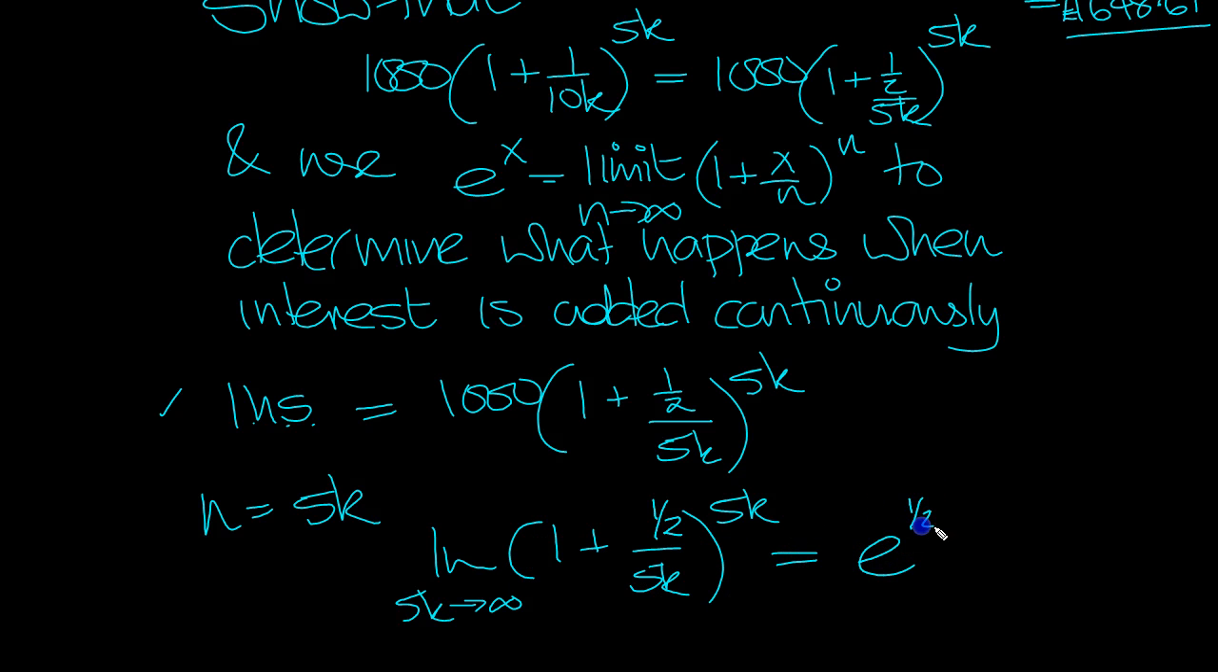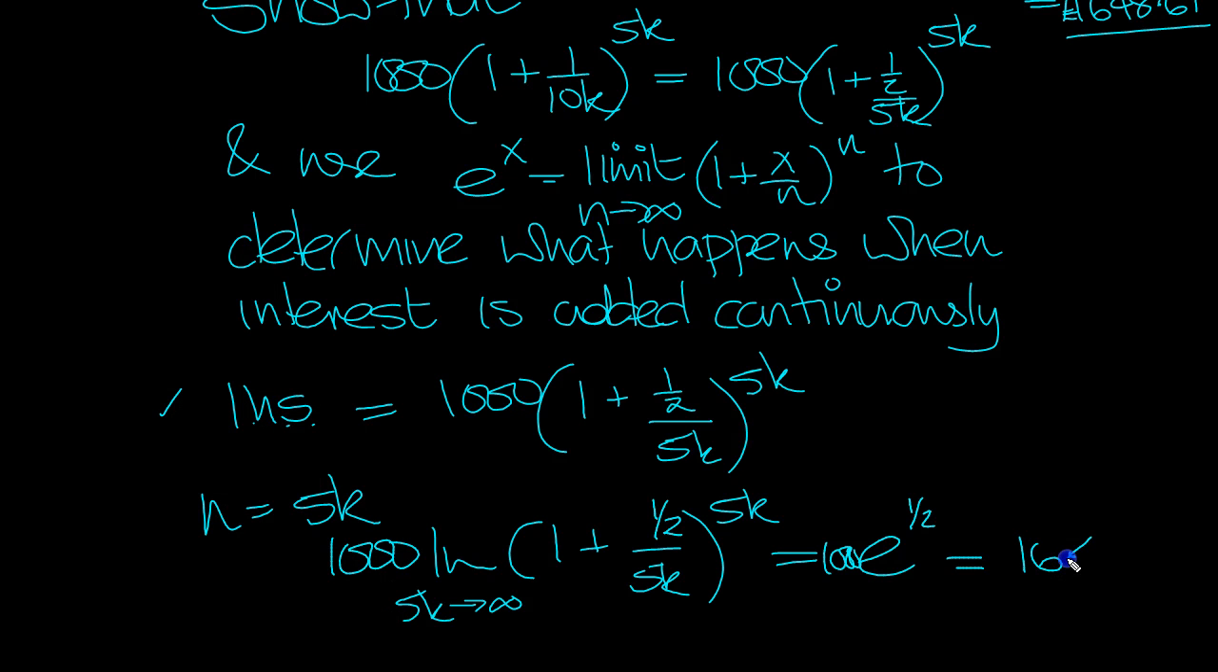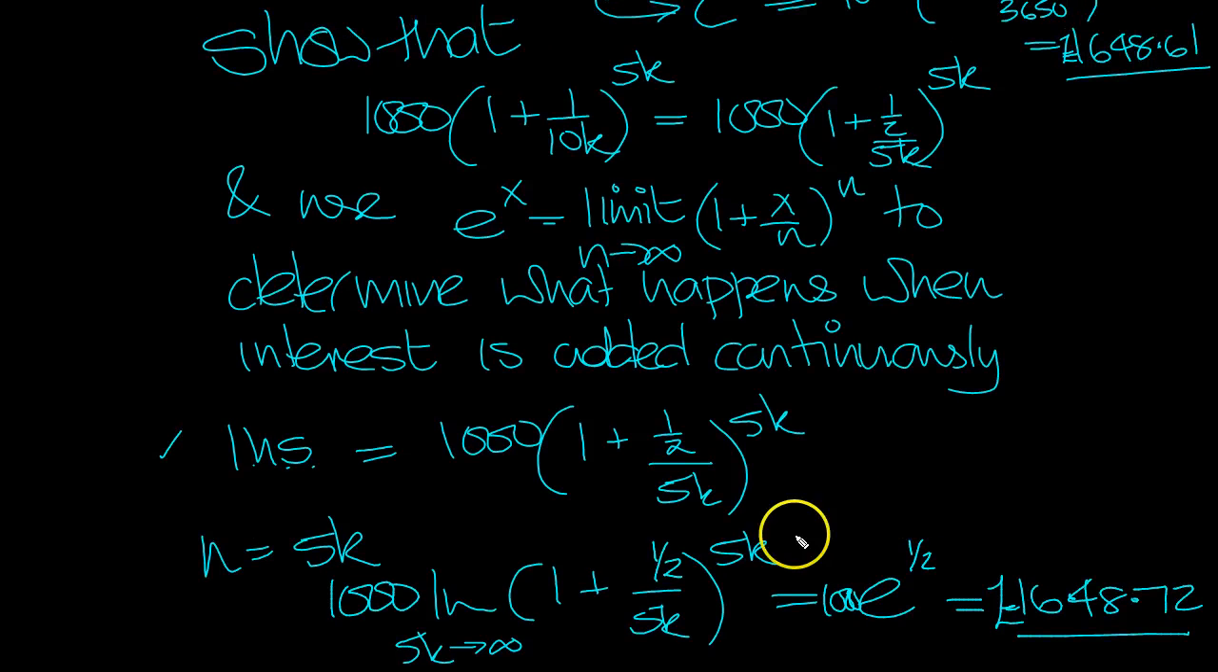E to the half times the 1000, so 1000 of these will equal 1000 of those. So 1000 times e power half, 0.5. And that's if interest is added continuously. 1648.72. Wow! So that's what happens when interest is added continuously in that limit.